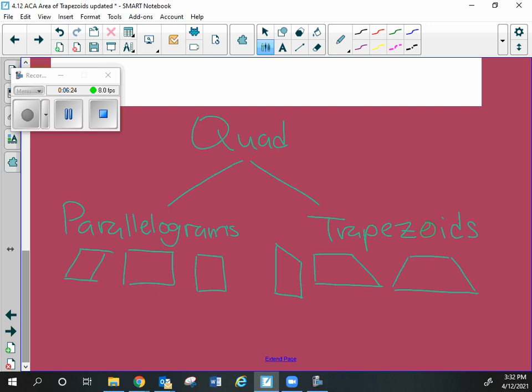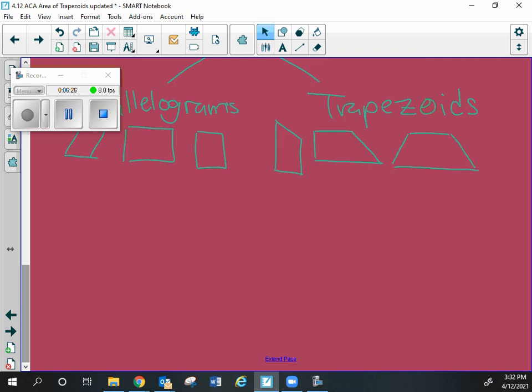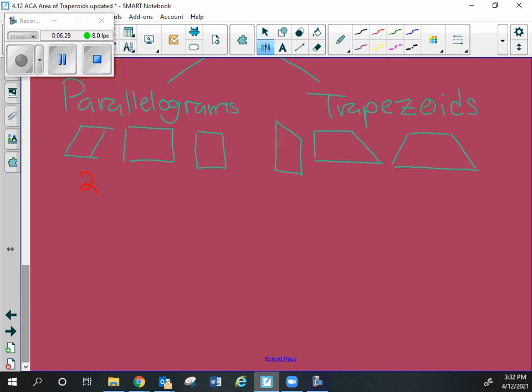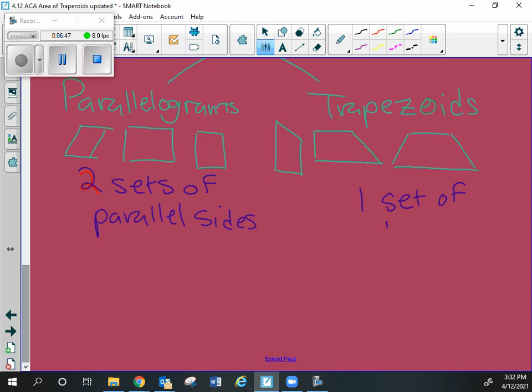Okay, so parallelograms, as Ian just reminded us, have two sets of parallel sides, whereas trapezoids only have one set of parallel sides. Okay, so like in here, I see this is parallel to this. I see this is parallel to this.